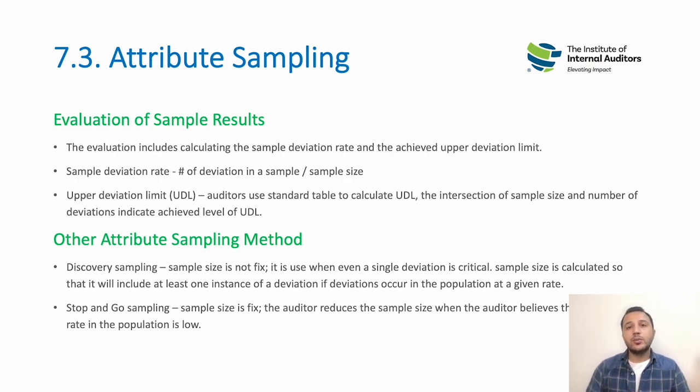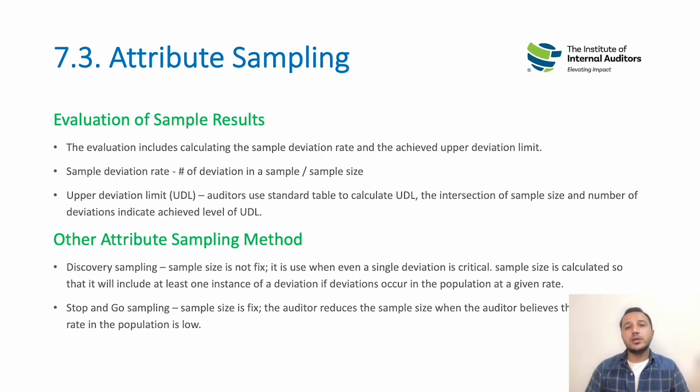So in that, we can use an approach of discovery sampling, which means that it is not fixed, but we will look at the data till we find a deviation, and accordingly we can look at what the deviation rate is. Maybe it's material, maybe it's not material. Are we supposed to go further, or can we stop there?